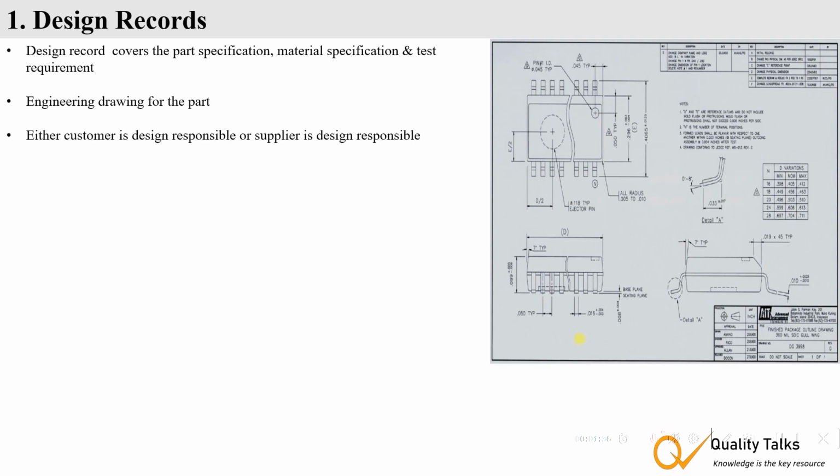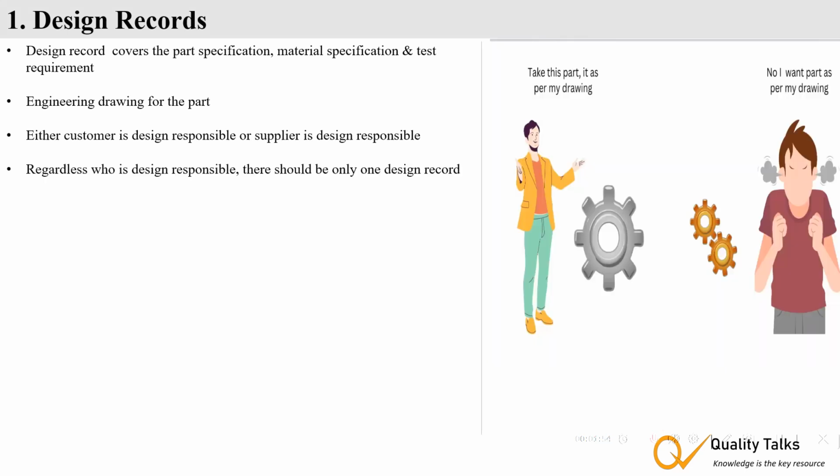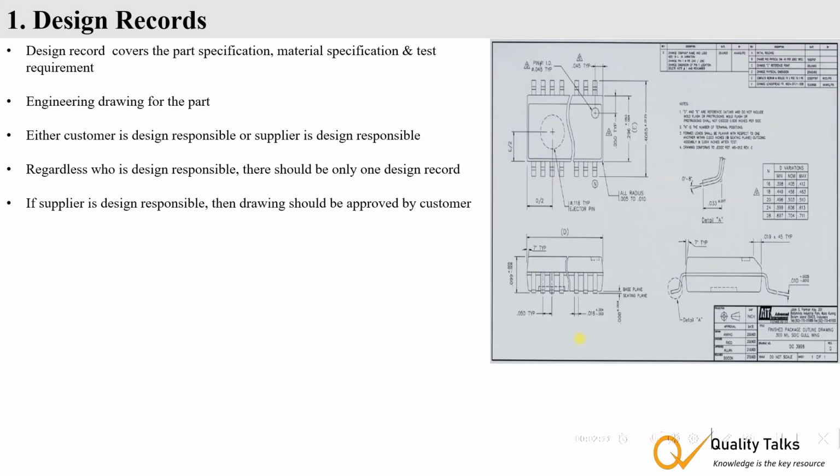Drawing can be given by the customer if the customer is responsible for design, and if the supplier is responsible for design, then it can be a supplier drawing. Regardless of who is design responsible, there should be only one design record. It cannot happen that the supplier refers to a different drawing and the customer refers to a different drawing. If the supplier is design responsible, then it is mandatory that the drawing should be approved by the customer.